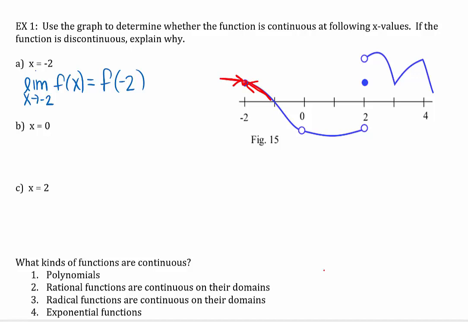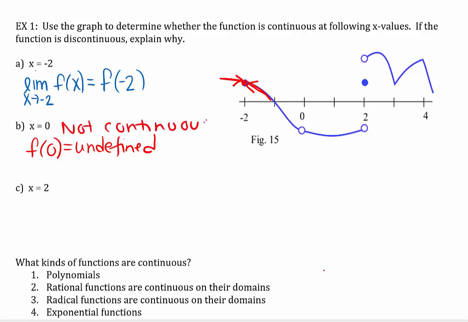At x equals 0, the function is not continuous. It's not continuous because there's a hole there. Another way of saying that is it's not continuous because f of 0 is undefined. That would be our formal way of saying, well, there's a hole there, so it's not continuous there. I should write not continuous, and for the first one, I said it, but I didn't write it. It is continuous.